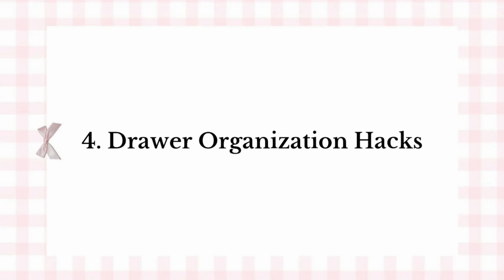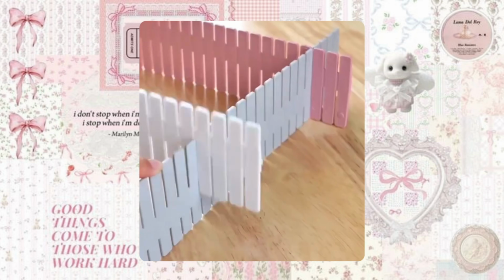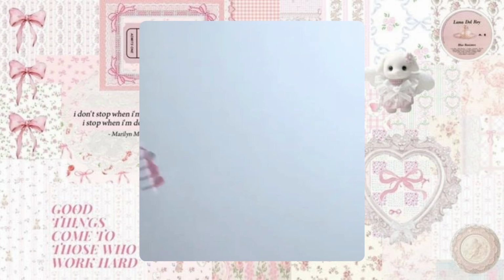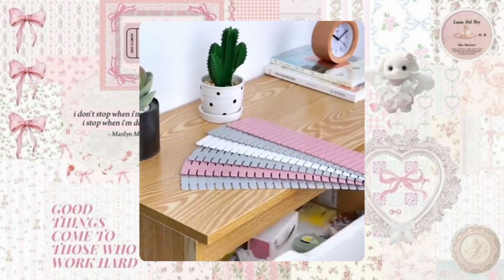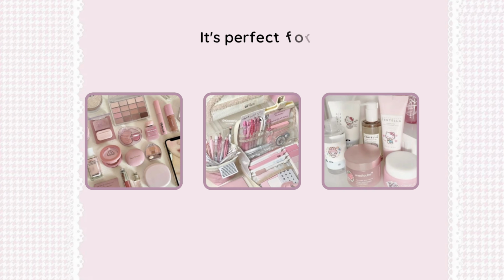4. Drawer organization hacks. Use cardboard to make compartments inside drawers. Wrap them with colored paper for a clean finish. It's perfect for organizing makeup, stationery, or skincare.